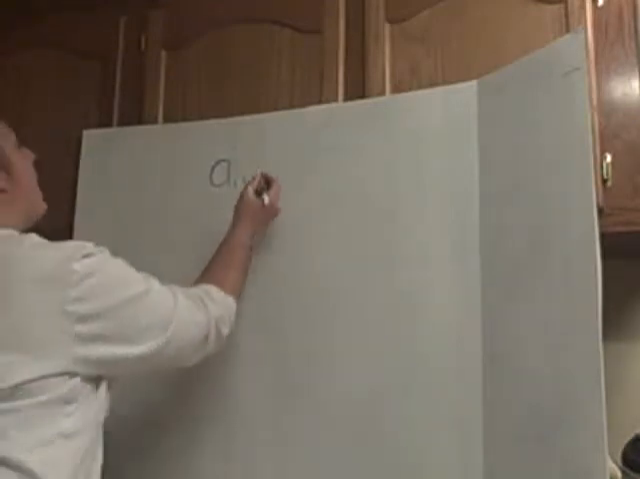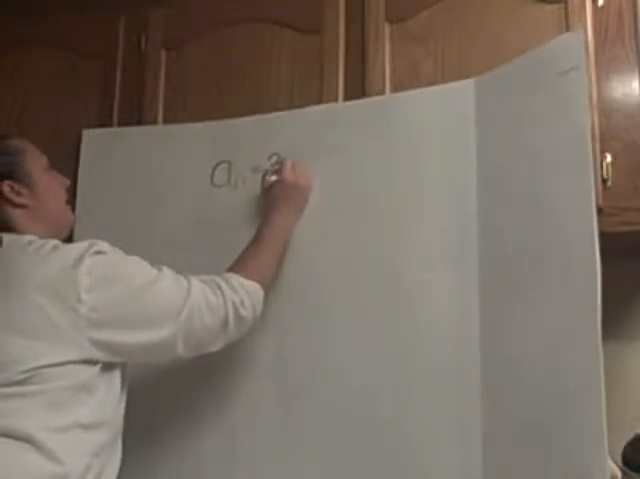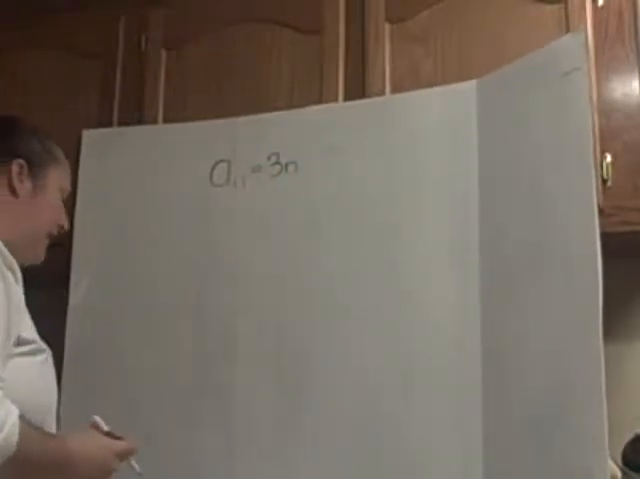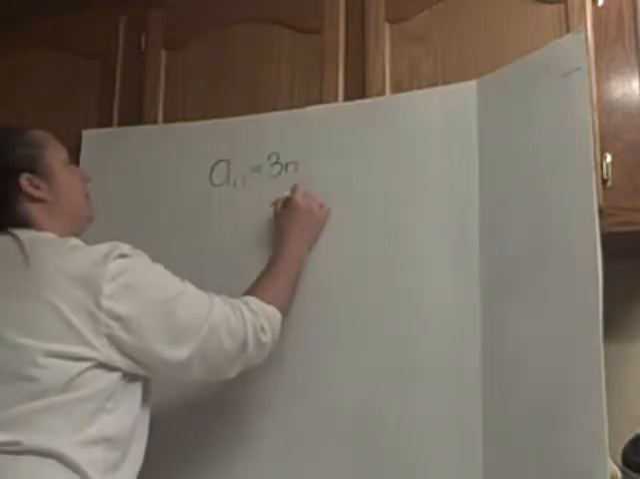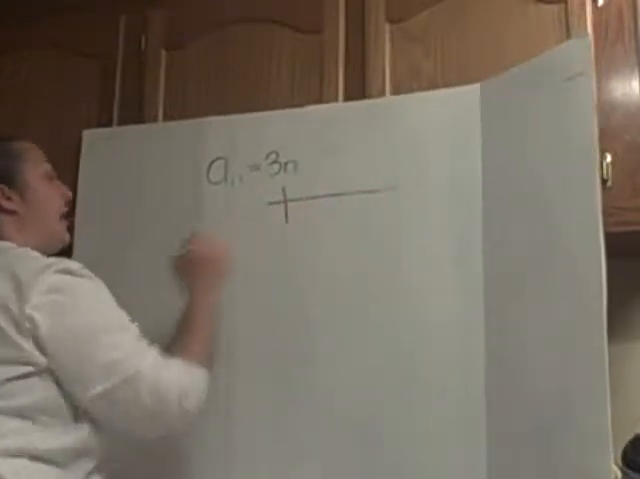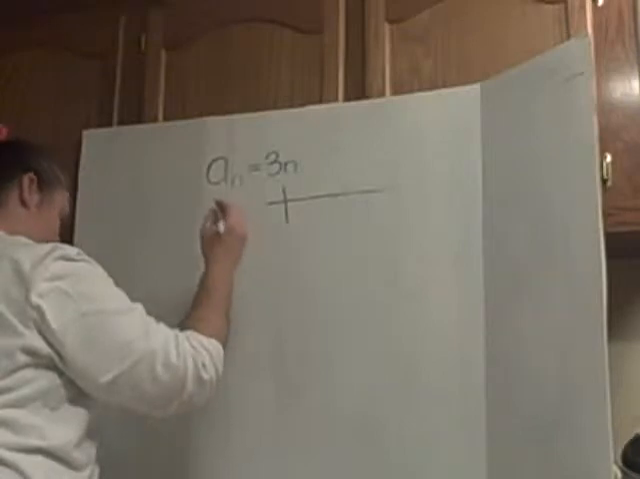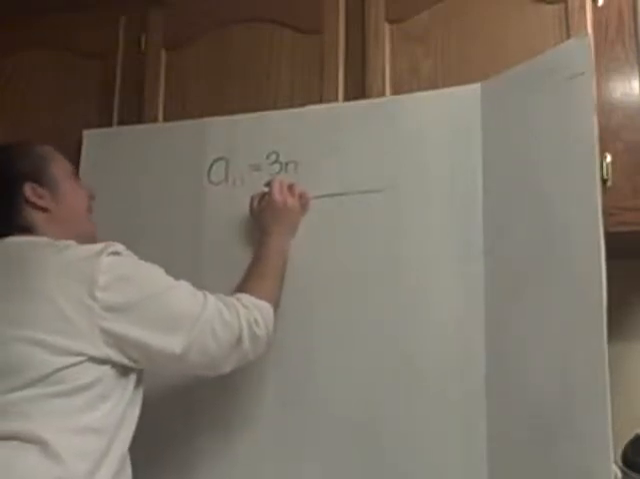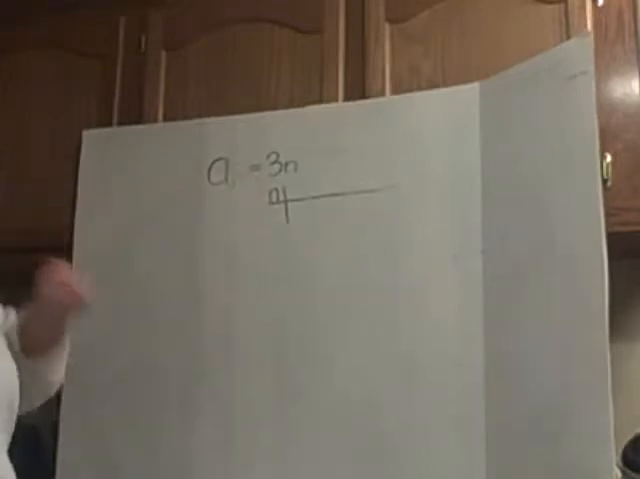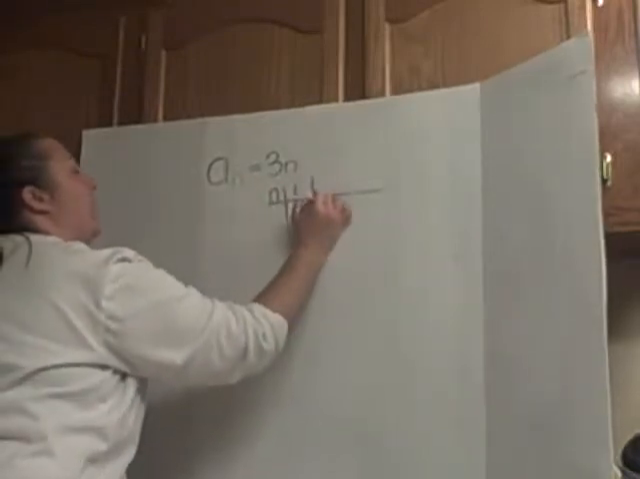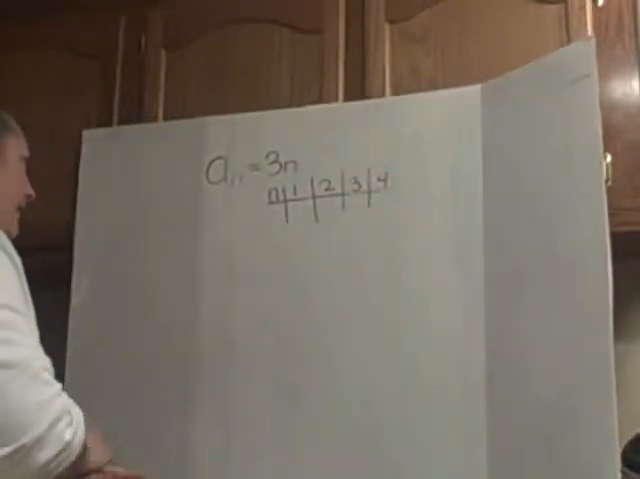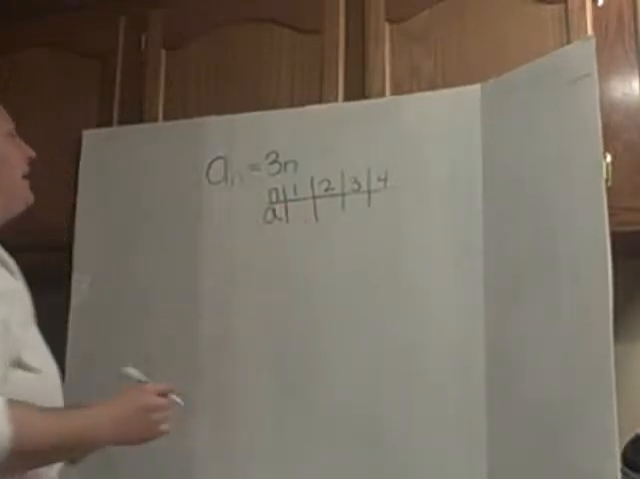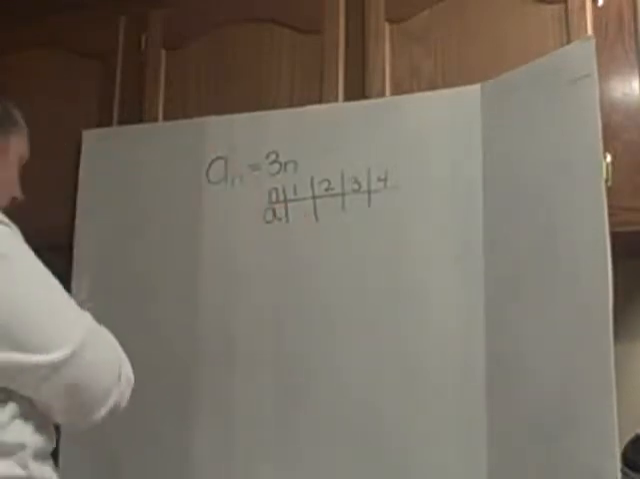So I have A sub n, and this one we're going to start off with equals 3n. And we're going to write a sequence following this rule. What we do is we make this chart here. We put an n here because it stands for the number of the term. This is the first term, the second term, the third term, the fourth term. And then we put A here because that's what it equals, A sub n.